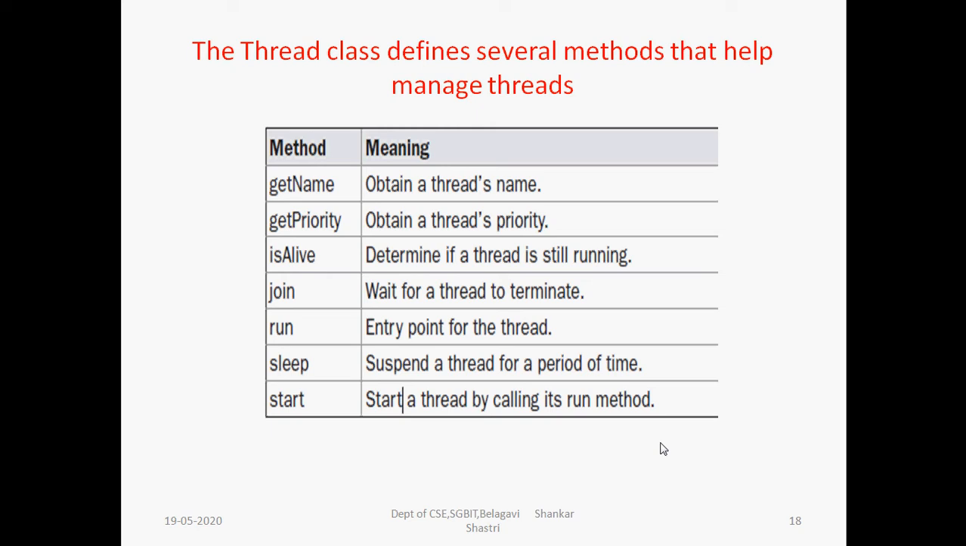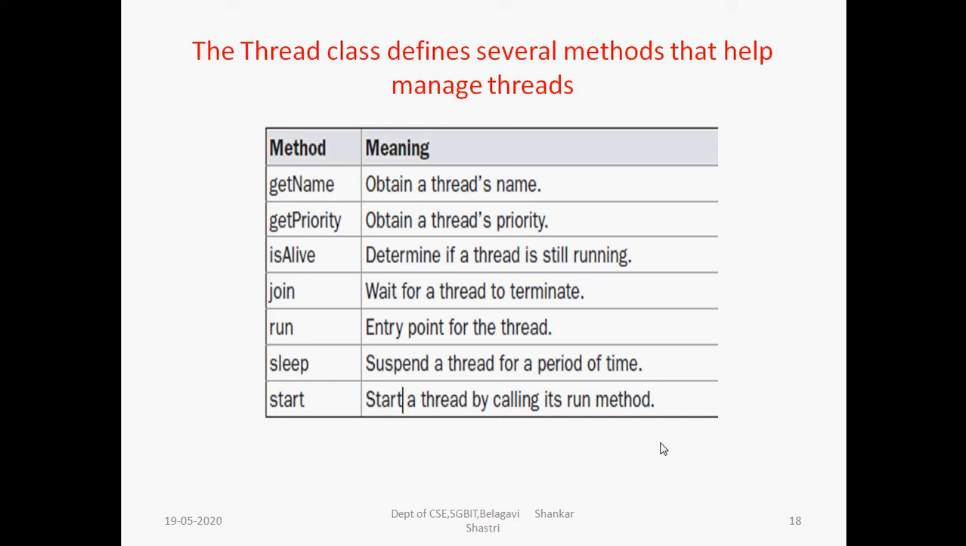For example, first one is getName. Slide number 18. getName is used to obtain a thread's name. In your program, if you want to know the name of the thread, call the function getName. If you want to check the priority of a thread, call the function getPriority. It obtains the thread priority. Third one is isAlive. It is used to determine if a thread is still running or not.